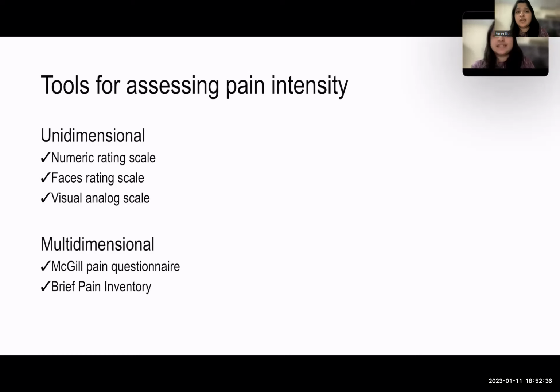Multidimensional means like McGill and brief pain inventory, BPI. Here you will be assessing the sensory component of pain. What is the quality of pain? Is it nociceptive, neuropathic? What is the quantity, or what is the severity of pain? And also how it is affecting you emotionally, what is the affective component of pain, and how it is affecting the functionality, the quality of life. So all this comes under this multidimensional assessment.